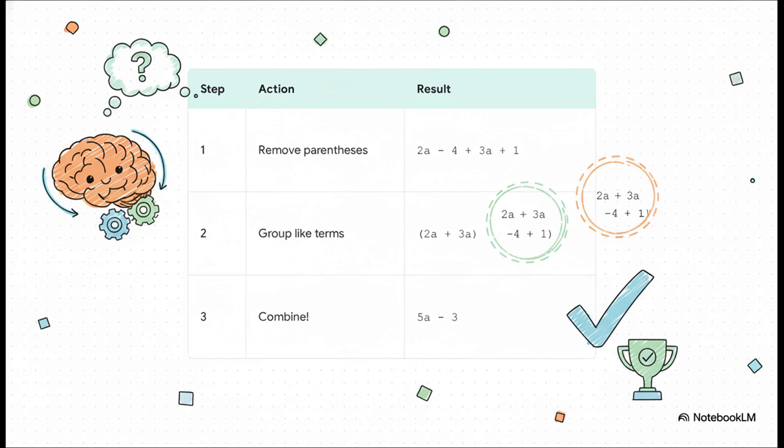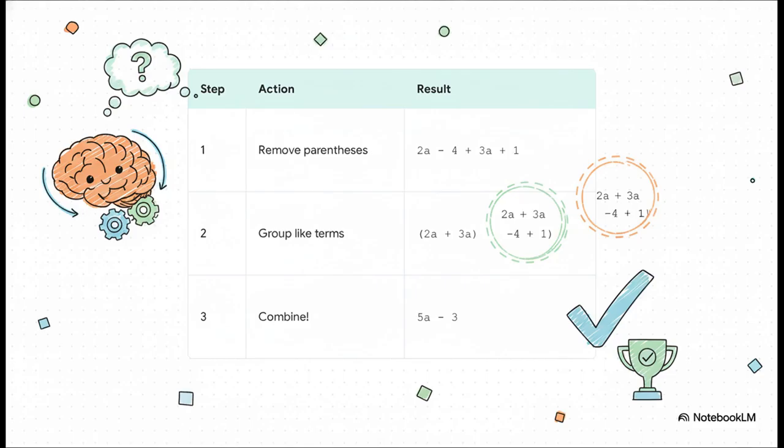How'd it go? Let's solve it. Because there's a plus sign between the parentheses, we can just drop them. That gives us 2a minus 4 plus 3a plus 1. Now, let's find our like terms. We have 2a and plus 3a in the a family. And we have negative 4 and plus 1 in the constant family. Let's combine them. 2a plus 3a is 5a, and negative 4 plus 1 is negative 3. So our final simplified answer is 5a minus 3.